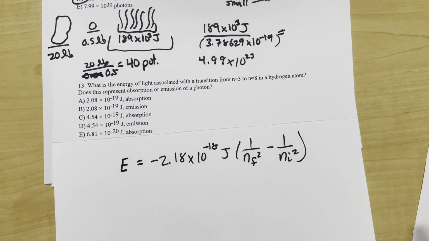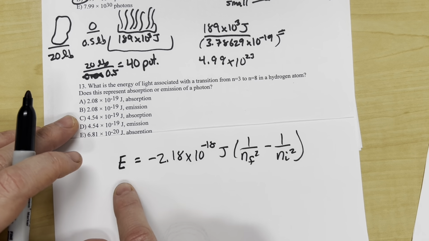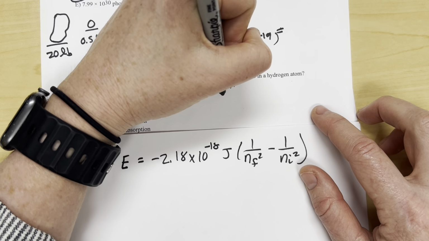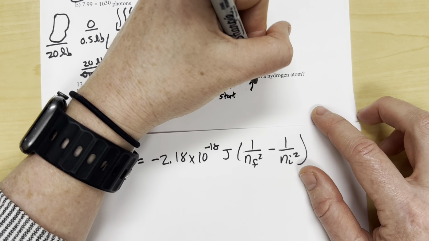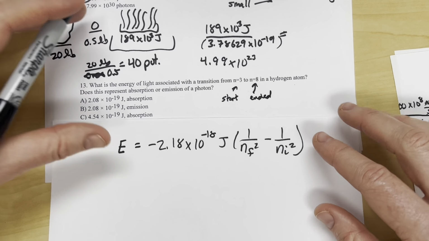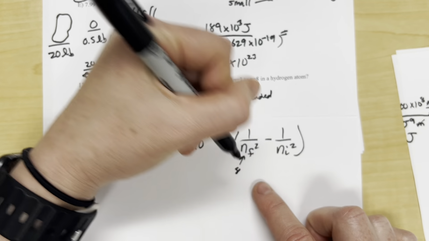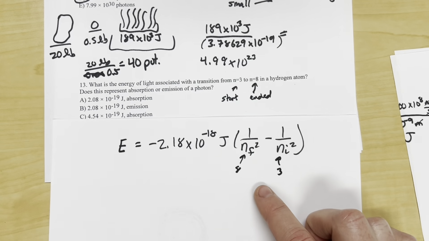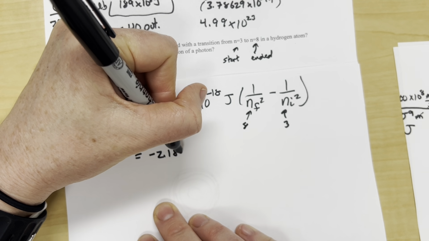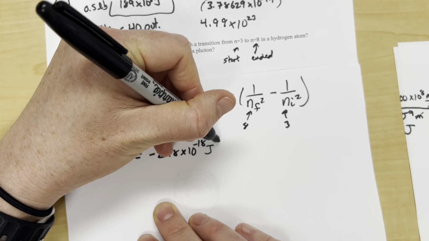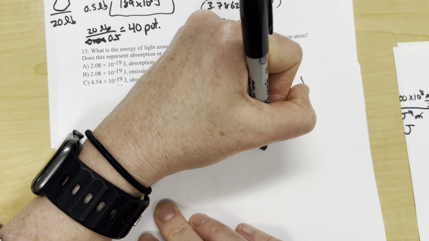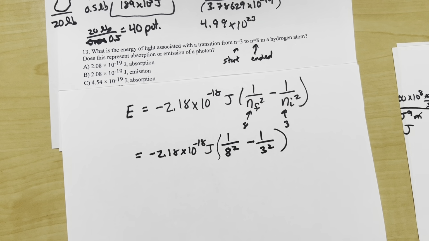All right, so we need to find the energy, but we know these transitions. We know it started at 3, and we know it ended at 8. It went from a 3 to an 8. In other words, our final is going to be the 8, and our initial is going to be the 3. So let's go ahead and plug those numbers in. So we'll have 1 over 8 squared, which would be 64, minus 1 over 3 squared, which would be 9.